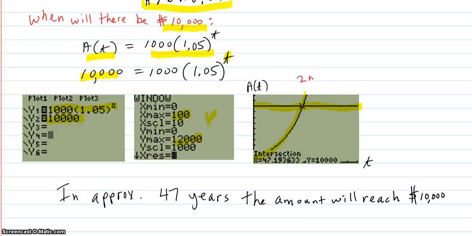We used second calc intersect to find the intersection point right there, and then we just read off the 47.19. So about 47 years it would take for the amount to reach $10,000 at that interest rate. There's where the 47 comes from.